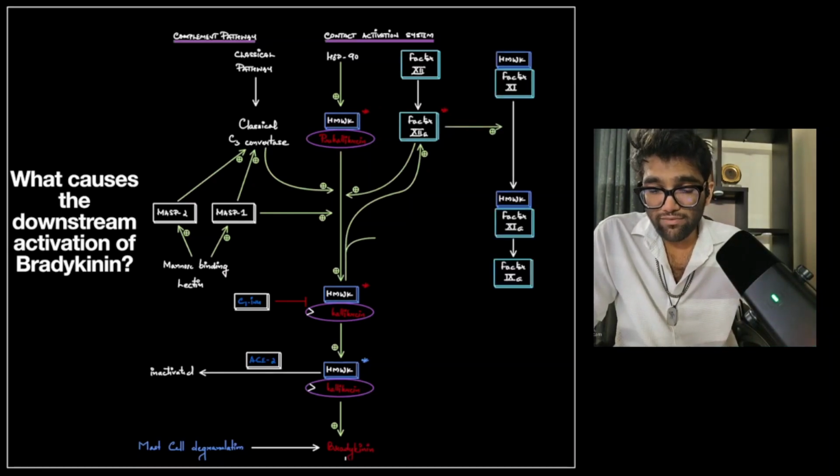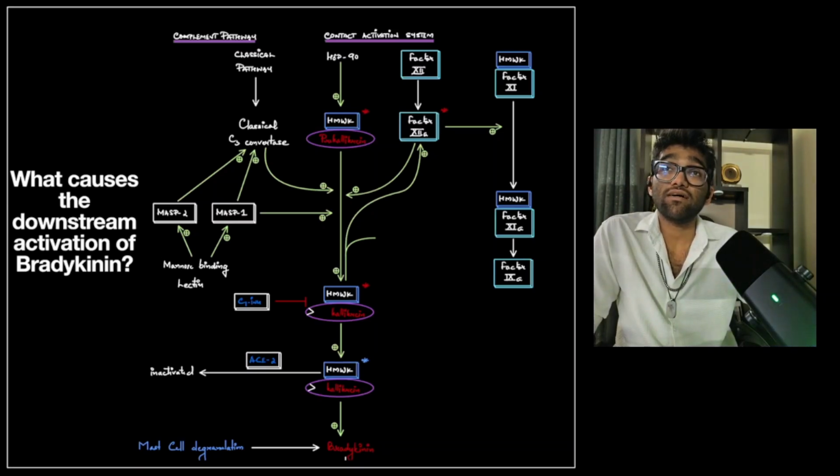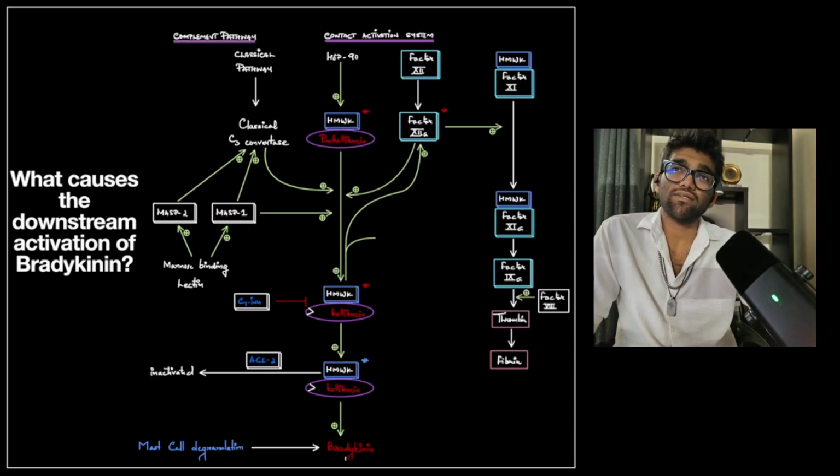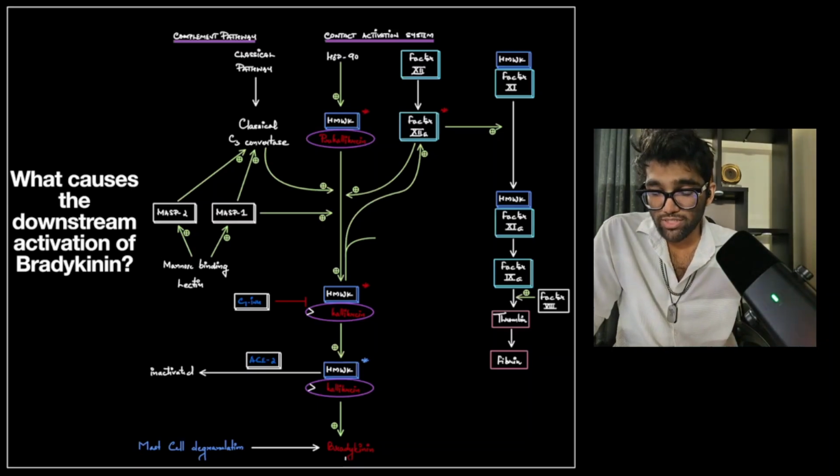Now, factor 12, as is more commonly understood, is actually part of the intrinsic coagulation cascade, right? So it activates factor 11, converting it into factor 11A. Incidentally, that is bound to high molecular weight kininogen also. This factor 11A will then downstream activate the common pathway of coagulation. We'll discuss this in great detail later, and eventually it results in the production of thrombin. Thrombin will convert fibrinogen to produce clots with fibrin in them.